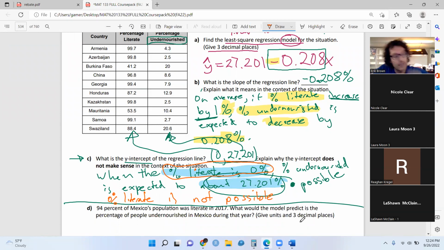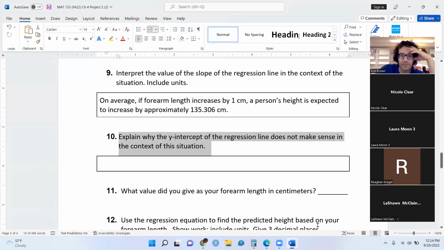On the midterm and the final, I might ask you to interpret the Y-intercept, or I might ask you to explain why it doesn't make sense. Be careful. Interpreting and explaining why it doesn't make sense are two different things. So try it out for this one. Let me do a 5-minute timer so I can keep quiet. Set a timer for 5 minutes.